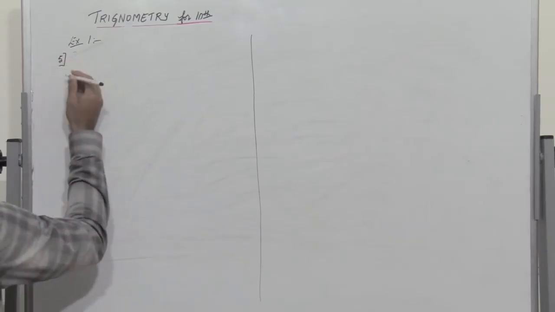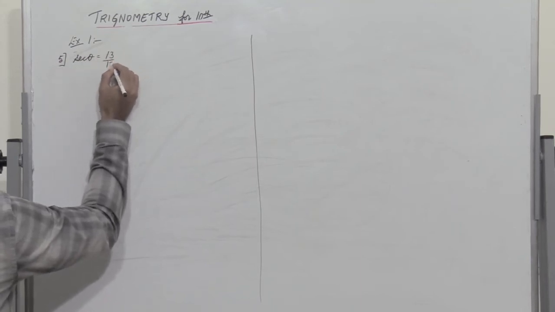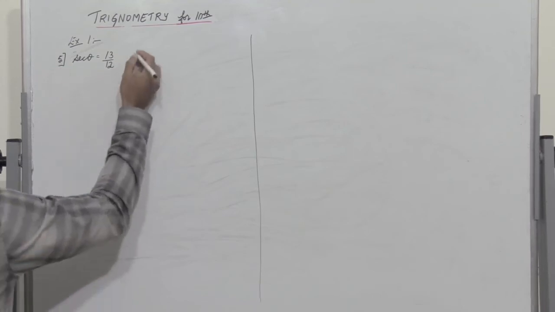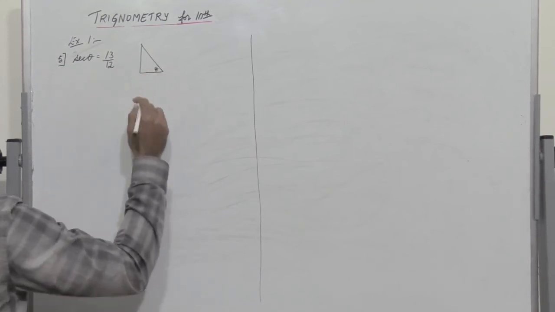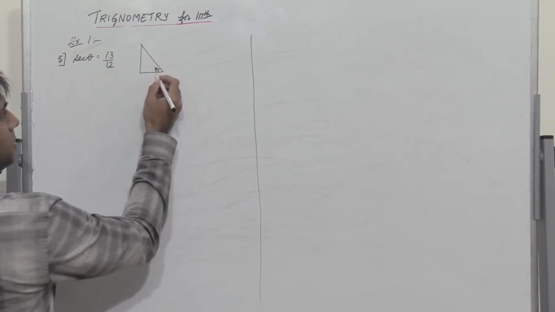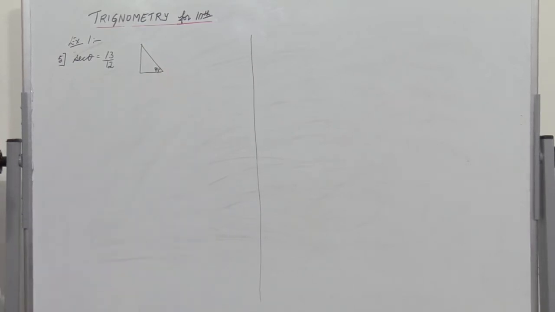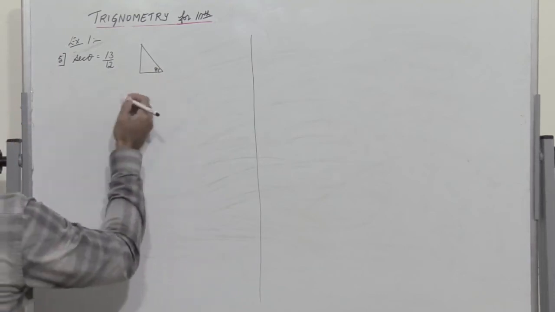Next, problem 5, we have secant theta, which is 13 by 12. Right? So now let me draw the right angle triangle. Let us assume that this is theta. Theta is nothing but an unknown variable, right? So it's an angle here. I can write it as x also, right? So this is theta here.